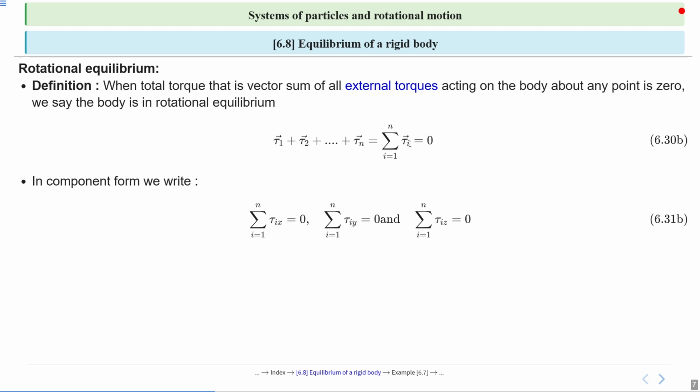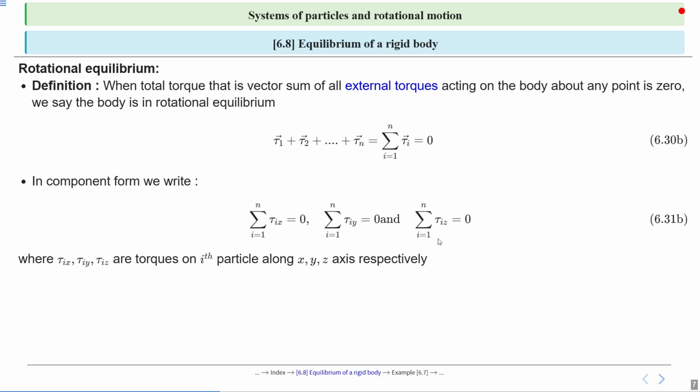So in component form, we can write summation i equal to 1 to n of tau i x equal to 0, summation i equal to 1 to n of tau i y equal to 0, and summation i equal to 1 to n of tau i z equal to 0. Here, tau i x, tau i y and tau i z are the torques on the ith particle along the x, y, z axes.